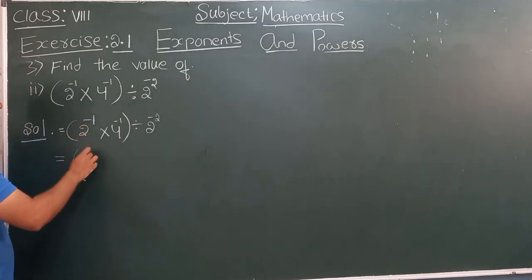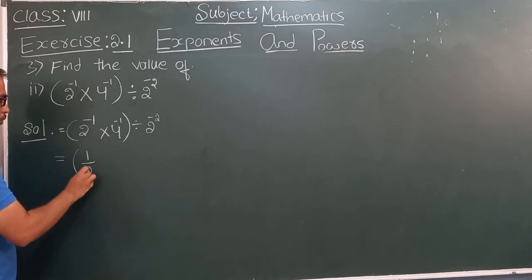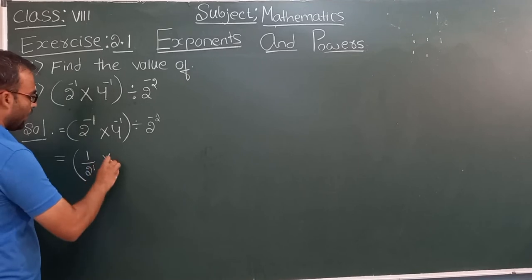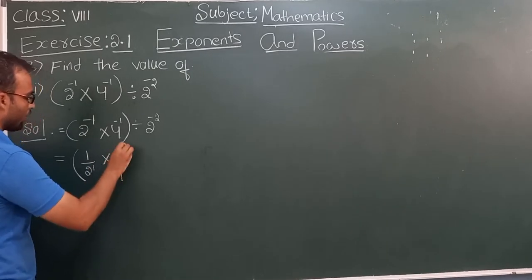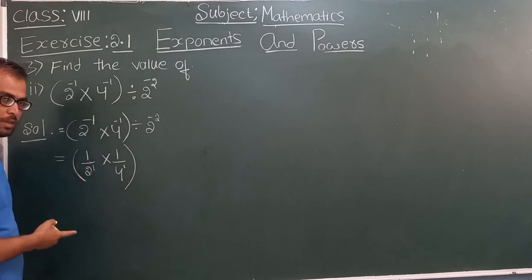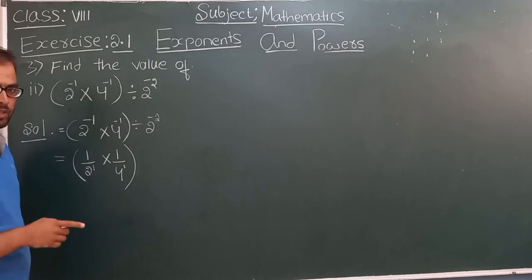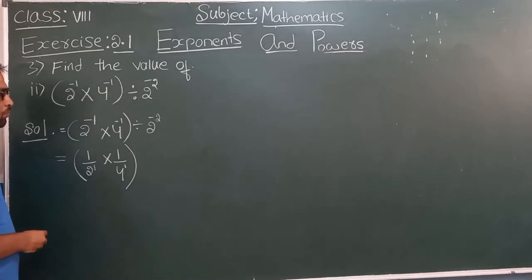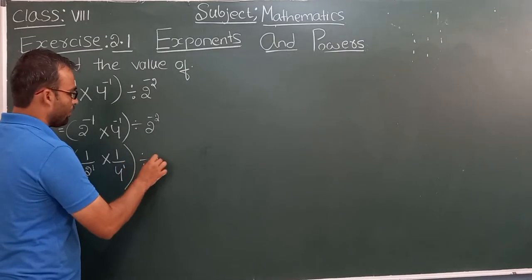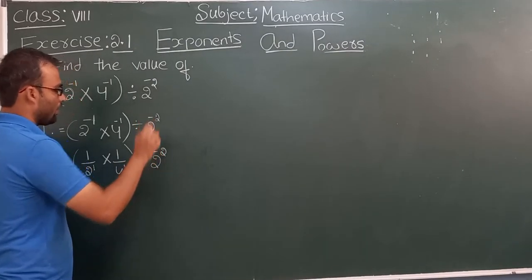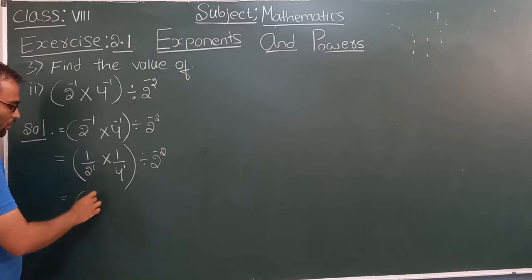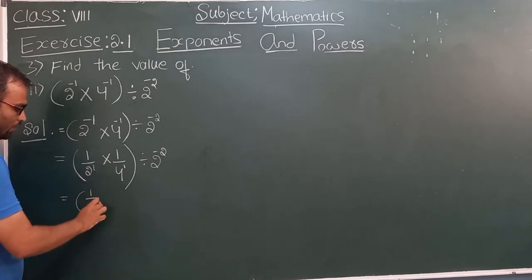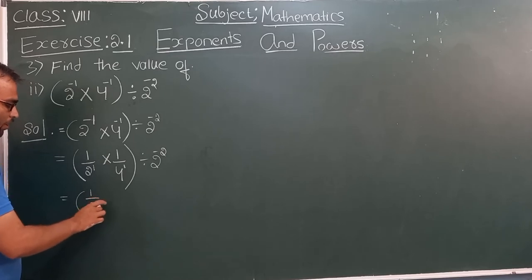So if we reciprocal this, we will be getting 2 power 1 by 2 to the power 1, into 1 by 4 to the power 1. So if we reciprocal the base, the negative exponents will turn into positive. So now divided by 2 power minus 2. Okay, students, so here 2 power 1. You can write it or you can erase it.